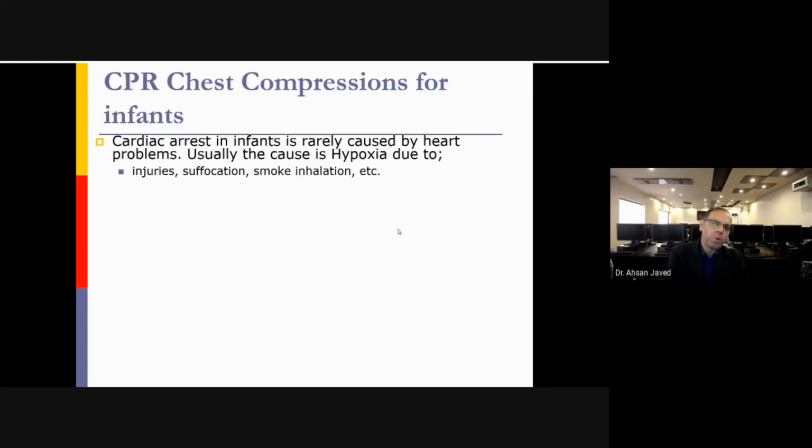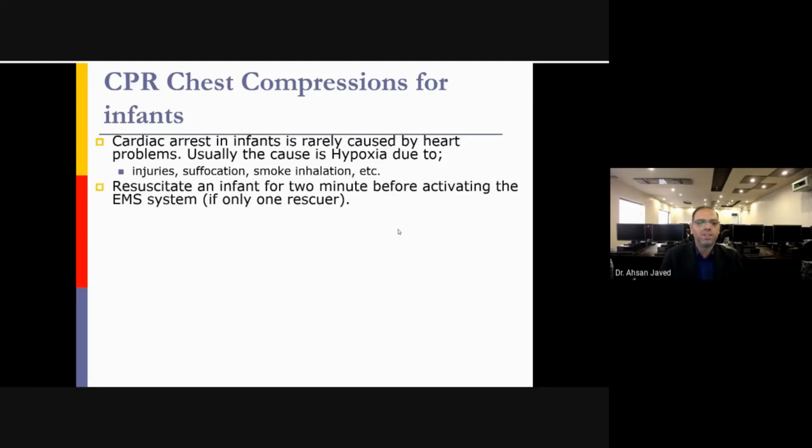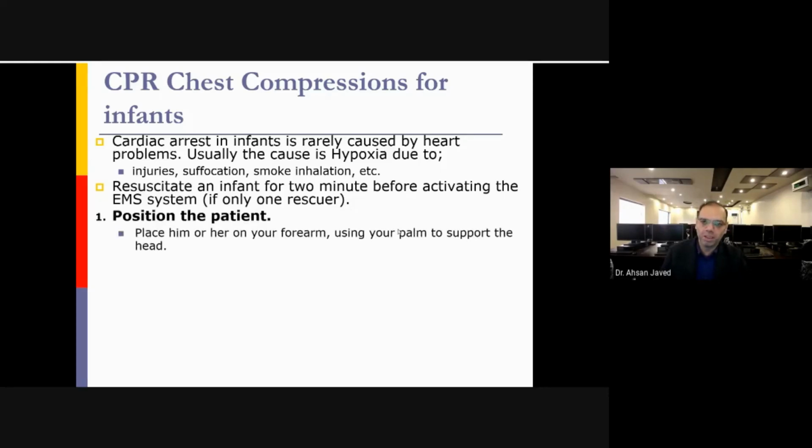There can be cases of smoke or fire incidents, or smoke collected after some fire incident. There can be smoke inhalation that leads to respiratory compromise. Resuscitate an infant for 2 minutes before activating the EMS. They have a good chance of being resuscitated if there is only one rescuer, but their brain is very fragile. They are more sensitive to lack of oxygen. The brain is in a developing phase, so you first resuscitate and then call the EMS if you are the only rescuer on site. If there are multiple rescuers or another person who can call for rescue, they can call, and you can continue with the resuscitation of the infant.